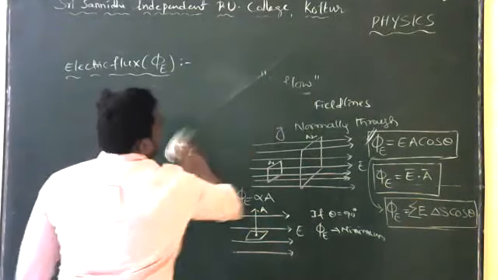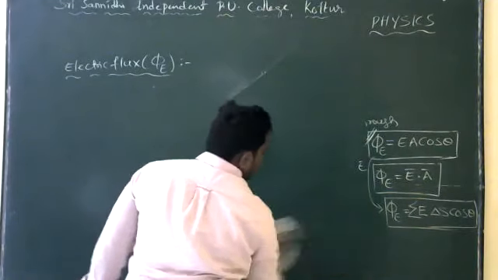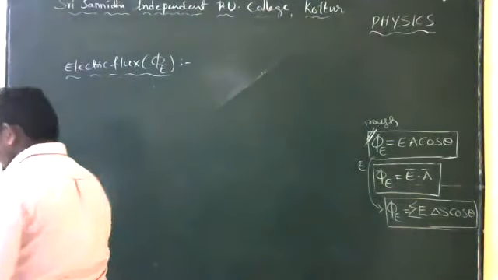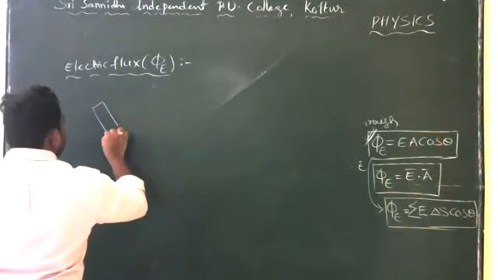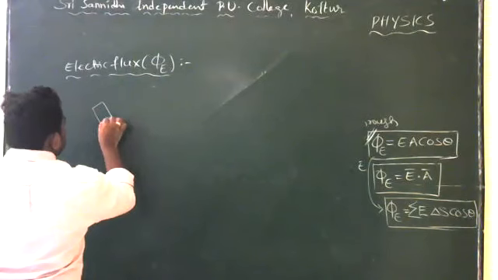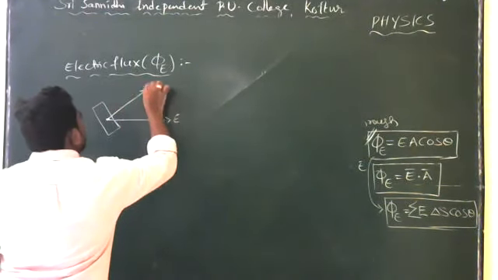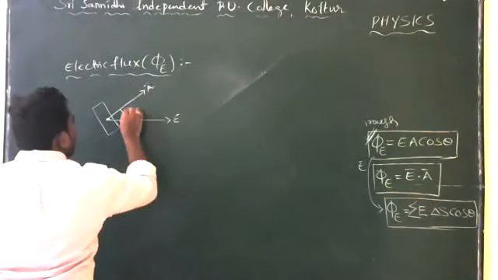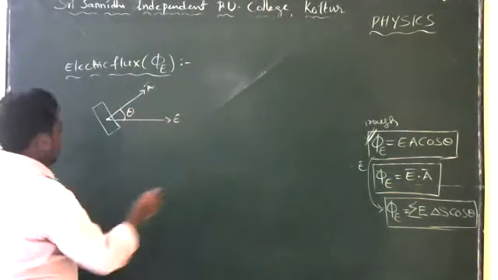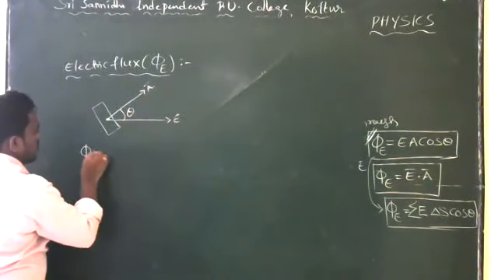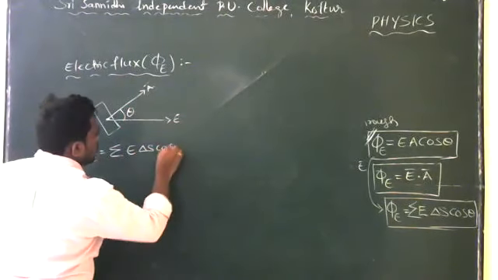Okay, the next case. So this is the area element, this is the direction of the electric field, and this is the direction of the vector A. This is the angle theta. So here the final equation is phi E equals sigma E delta S cos theta.